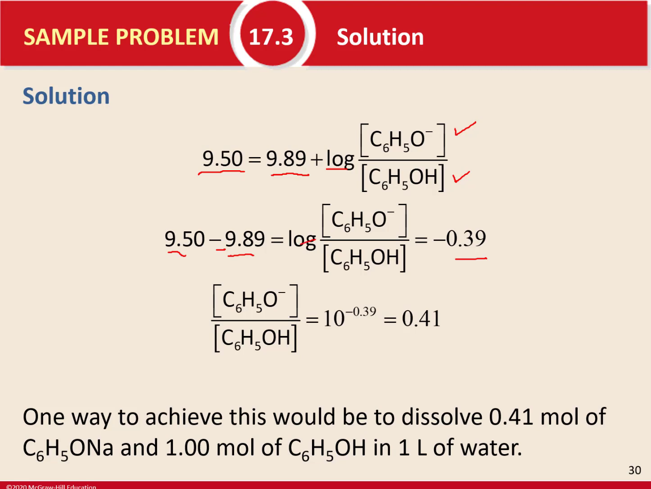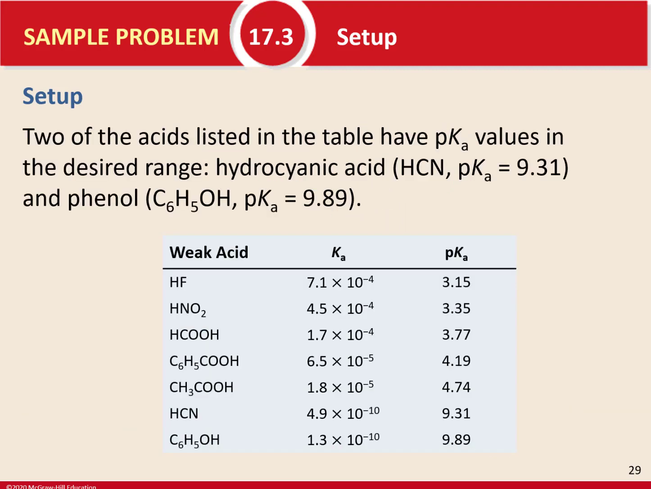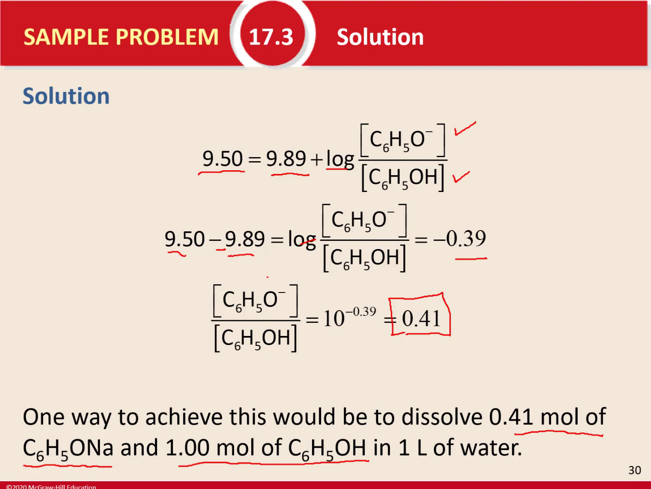To get rid of the log, we do the inverse, and we get 10 raised to the negative 0.39, and we get a ratio of 0.41. So the easiest way to interpret this is it would be 0.41 moles of the conjugate base, which we have to purchase as a salt, over 1 mole of the phenol here. Was that a phenol? Let's go back. They don't really name it, but that's what we have there. Okay. So we know the ratio has to be 0.41.